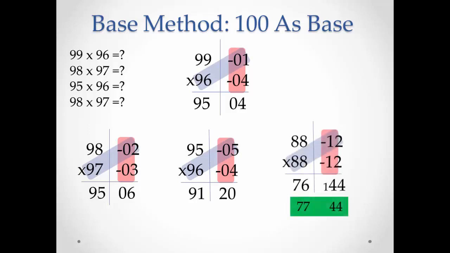Finally, 88 times 88, both of them are 12 less than 100. So we do cross subtraction. 88 minus 12 is 76, and 12 times 12 is 144, we know. But as per our placement rule, we can allow only two digits to stay on the right hand side of our answer. So we carry the 1 of 144 to the left hand side, and we get the answer as 7744.